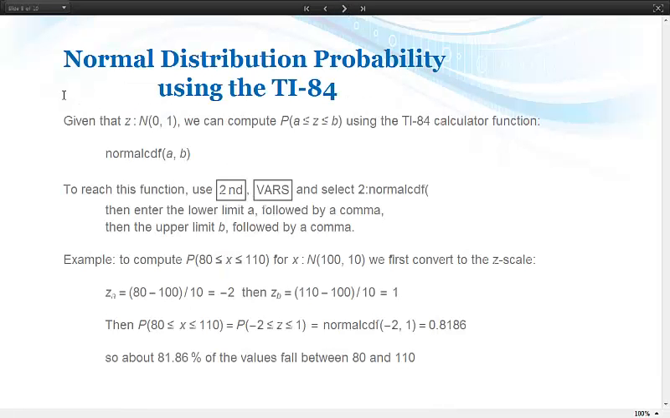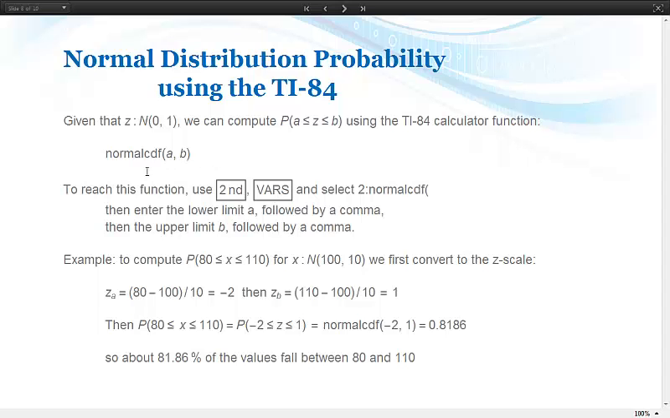Well, how do we do these areas under the curve? We use the TI-84's statistical functions to calculate these probabilities. Given that we're on the standard normal curve with a mean of 0 and a standard deviation of 1, we can compute the probability that the z-value falls in any interval between a and b using the calculator function NormalCDF. We put in the low limit and the upper limit, and it returns the probability.